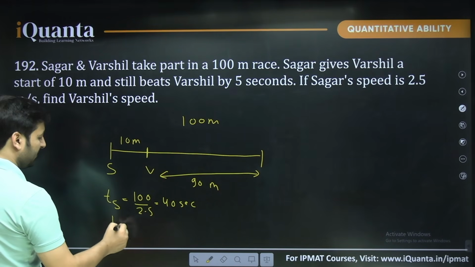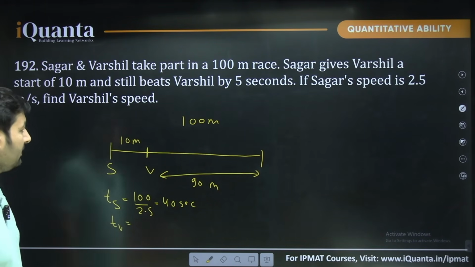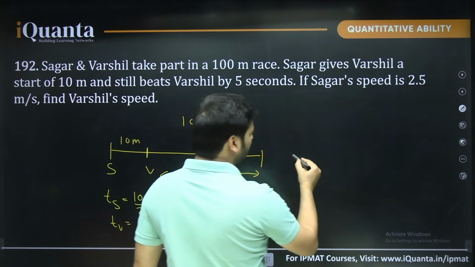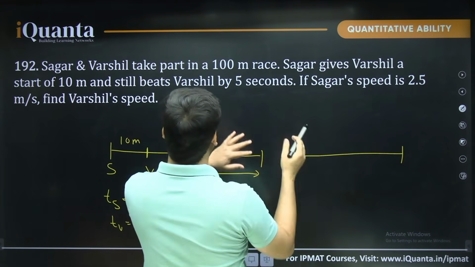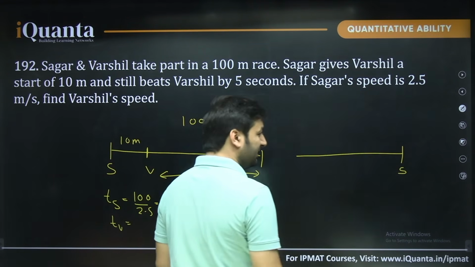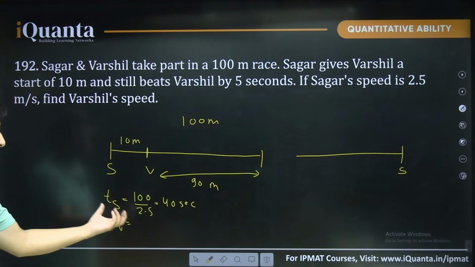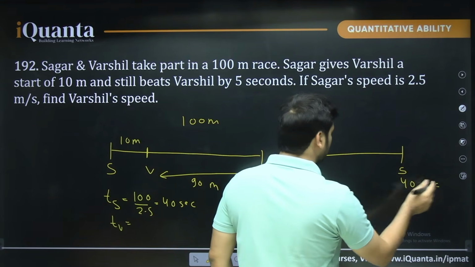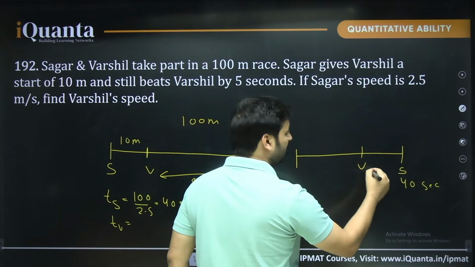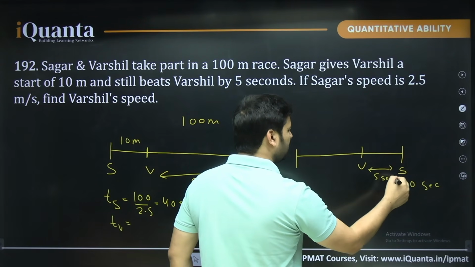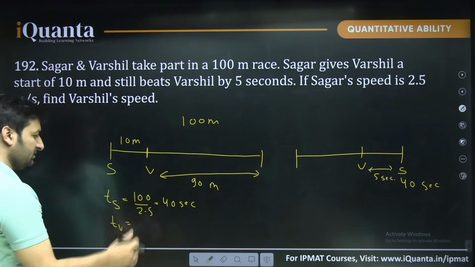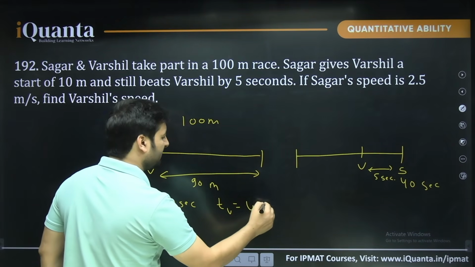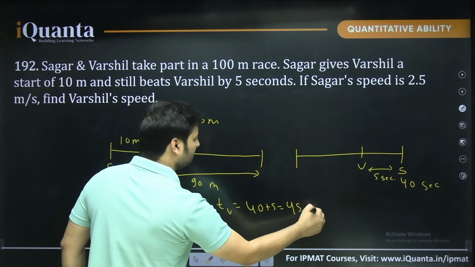Can we calculate the time taken by Varshil? We were given that he beats Varshil by 5 seconds. So what does beating mean? It means that Sagar is beating Varshil by 5 seconds. Sagar has completed his race, and Sagar took 40 seconds. So within 40 seconds, Sagar has reached the finish line. That means he has beaten the person behind him, who is Varshil, by 5 seconds. That means Varshil would have taken 5 more seconds to reach the finish line. So time taken by Varshil would be 5 seconds more than 40. So 40 plus 5, that means 45 seconds.